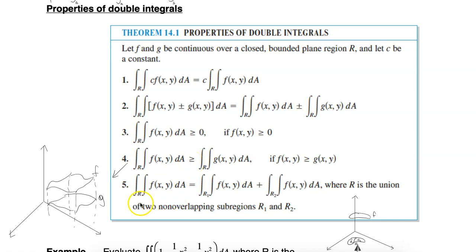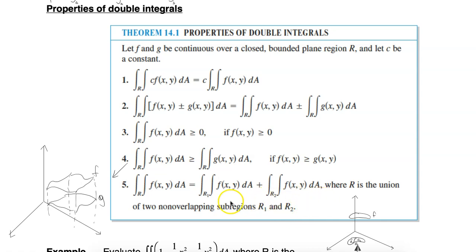Finally, number 5, the double integral over a region of a certain function can be split into two double integrals over two regions R1 and R2 if R1 and R2 together form R. The union needs to be R, and the regions need to be non-overlapping.